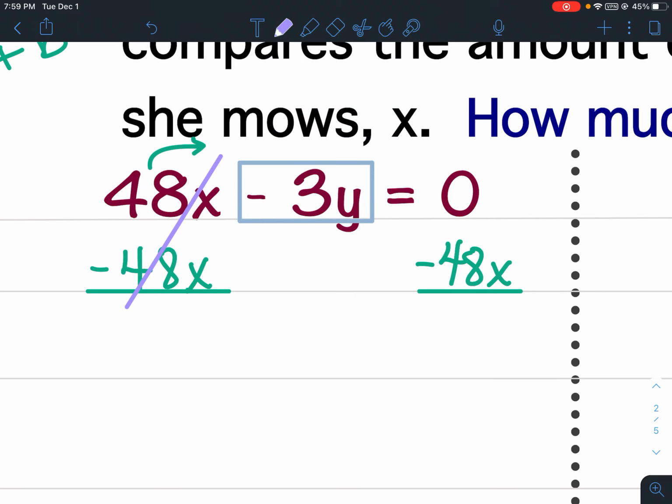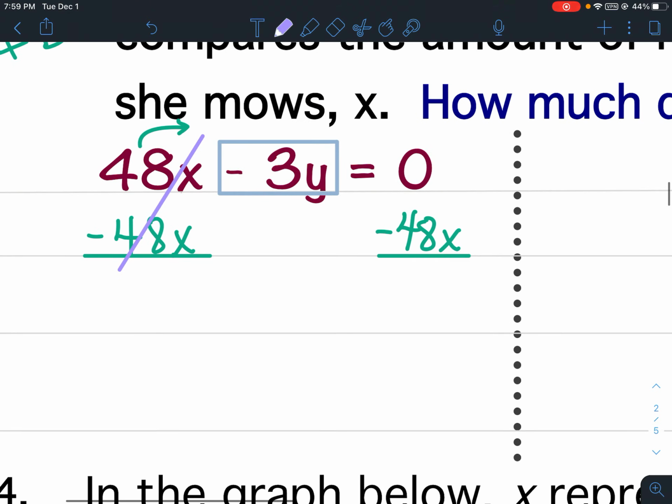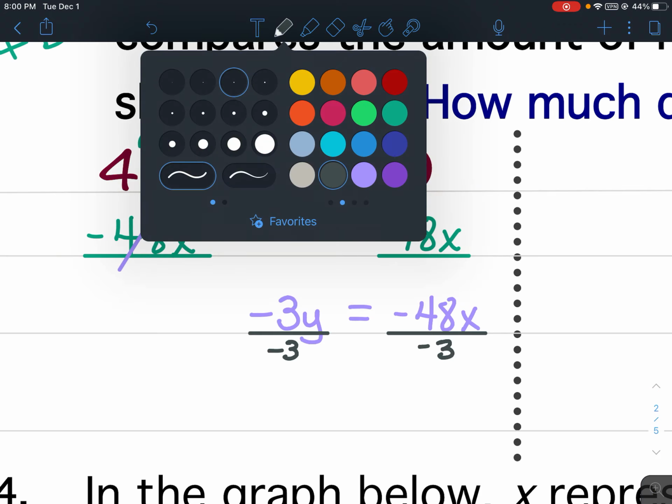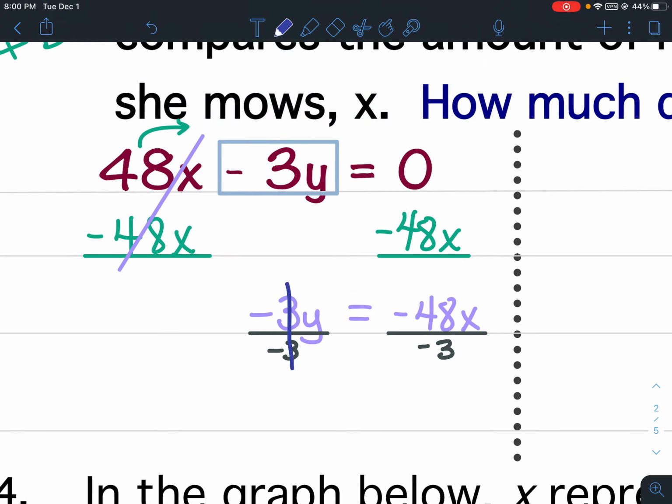Allows me to cancel out my x terms on the left. Bring down negative 3y. Keep my equal signs lined up. 0 minus 48x would be negative 48x. To isolate the y, I divide both sides by negative 3. Allows me to cancel my negative 3's.